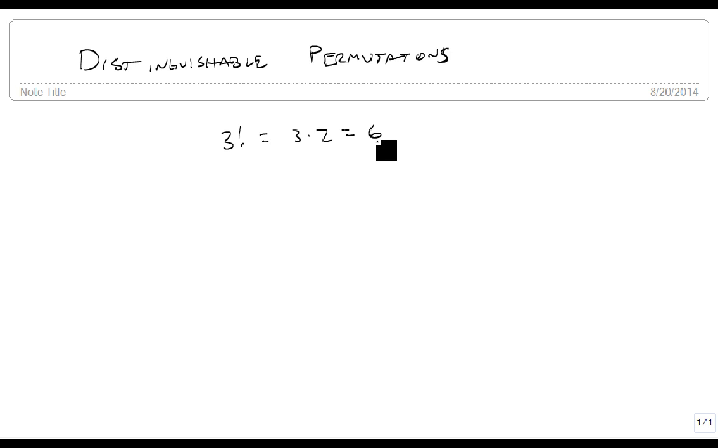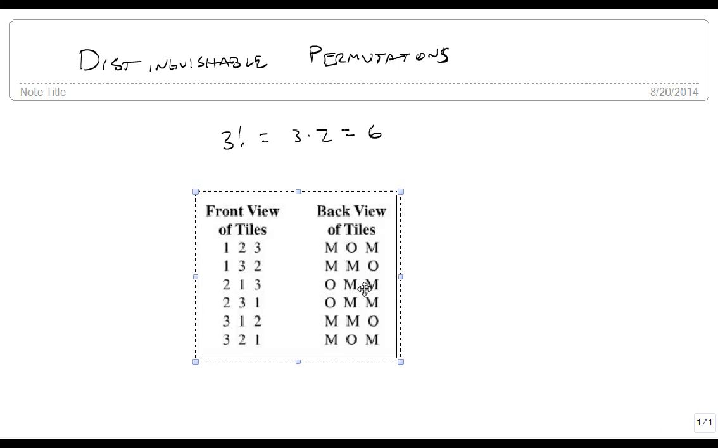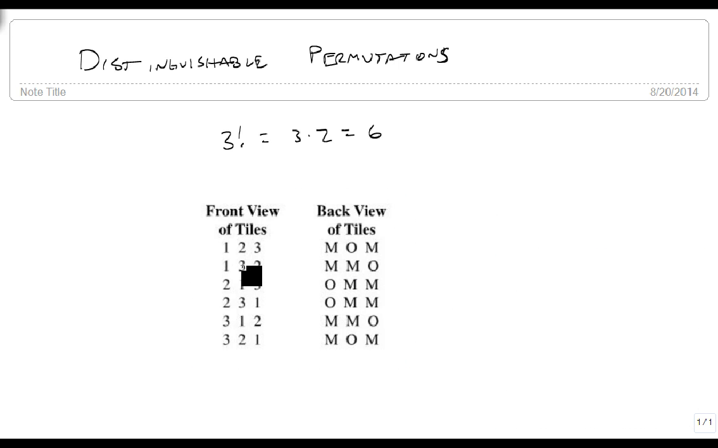So another way to think about this is to suppose that we had the following setup. So here's some tiles. The tiles are distinguished as 1, 2, 3, and on one side the 1 has a 1, and on the other side has an M. The 2 has an O, and the 3 has an M. So if we were to look at this side, it's very easy to see we've got 6 choices. But if I were to look at this side, notice that when all I do is look at this side, I see an M first and an M last. Well, this guy is the same as this guy, so I can't tell the difference.